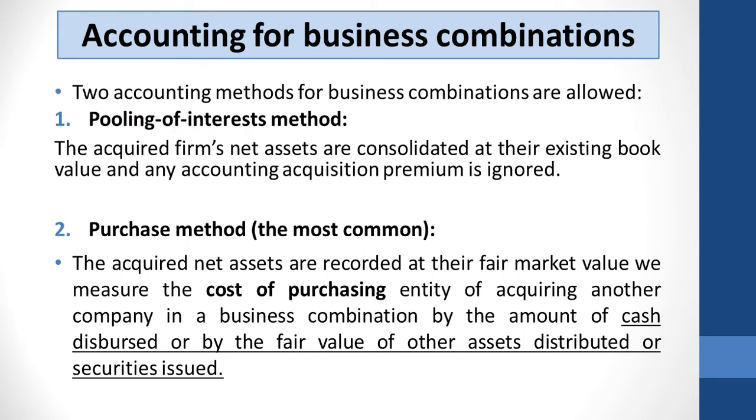In the pooling of interest method, there is no amount paid or invested in order to acquire the combinee. Both firms agree that it is for their interest to get together in one company. So in pooling of interest, we don't have acquisition premium or an investment made by the combiner. But in the purchase method, there is an amount paid and invested in order to acquire the combinee. This amount is named cost of purchasing.